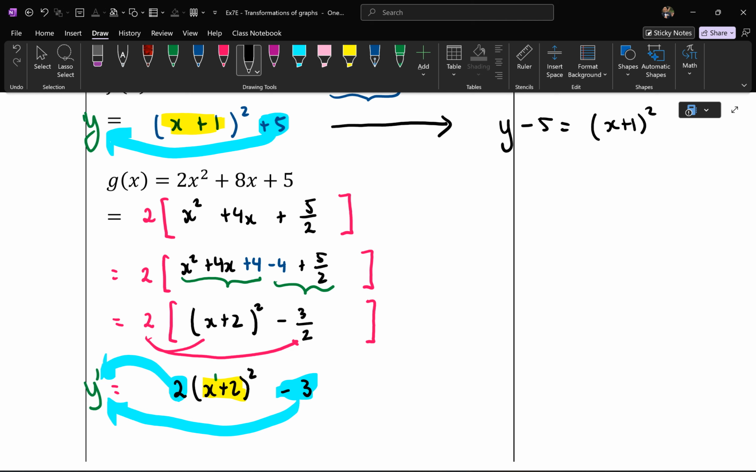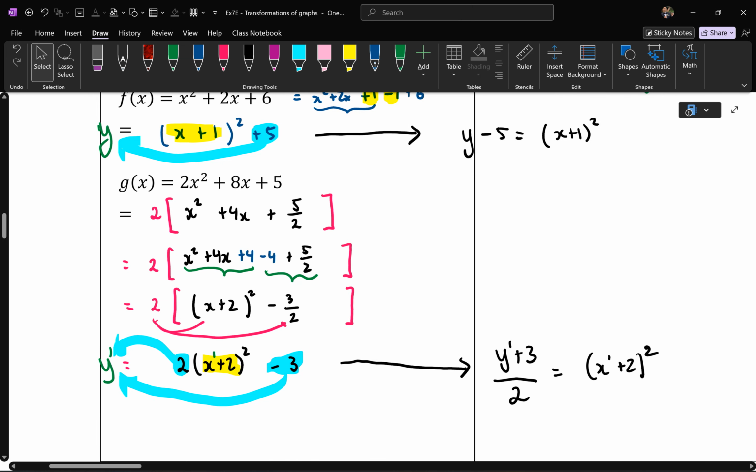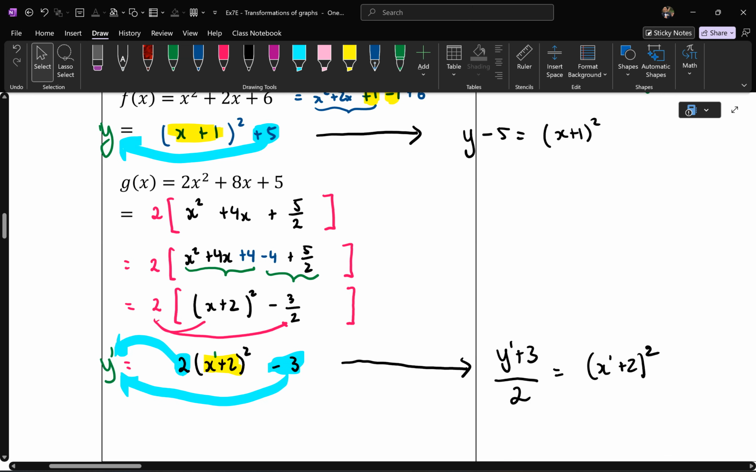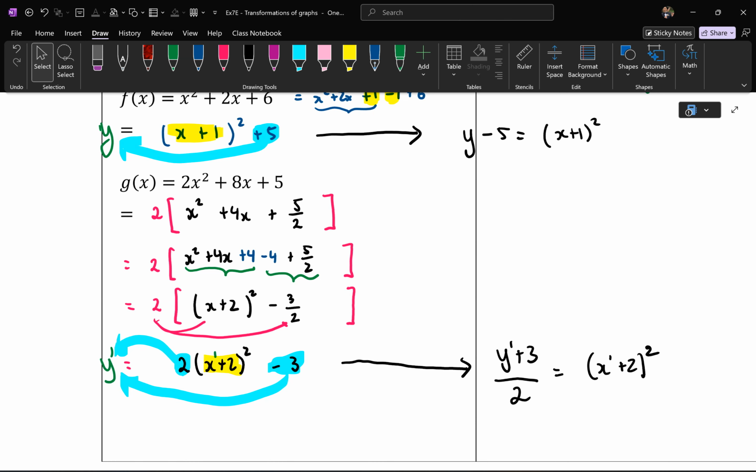Let's do the same thing for this one. If I plus the 3 on both sides, I will get y dash plus 3. And then to get rid of that 2, I need to divide both sides by 2. So, in one step, this is what I get. Let me know if I've confused you anywhere. Because what I'm trying to do is to compare. I've got a square, I've got a square. I've got the x transformation, I've got the x transformation. And this is my y transformation mapped with my y transformation.